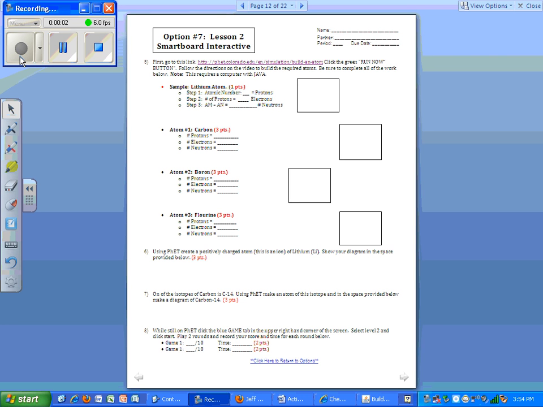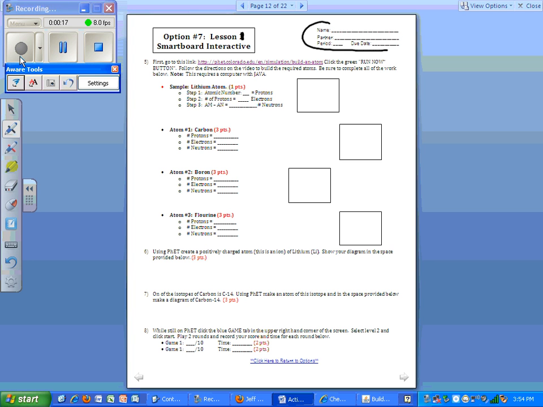Okay, class, this is going to be the video that goes along with Smartboard Interactive for lesson, and this should actually be for lesson 1. It's correct on your sheet, but I'm going to change that right there. First things first, make sure your name, your partner's name, due date is in the upper right-hand corner. You only need one of these for you and your partner.